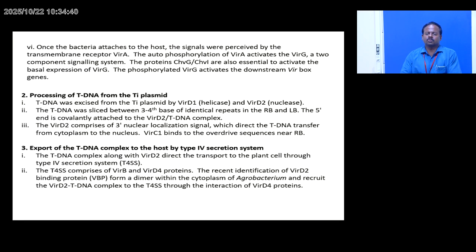The third step is export of the T-DNA complex to the host by the type 4 secretion system. The T-DNA complex along with VirD2 is directed to the plant cell through the type 4 secretion system, which comprises VirB and VirD4 proteins. The recently identified VirD2 binding protein, VBP, forms a dimer in the cytoplasm of Agrobacterium and recruits the VirD2 T-DNA complex to the T4 secretion system through interaction with VirD4 proteins.